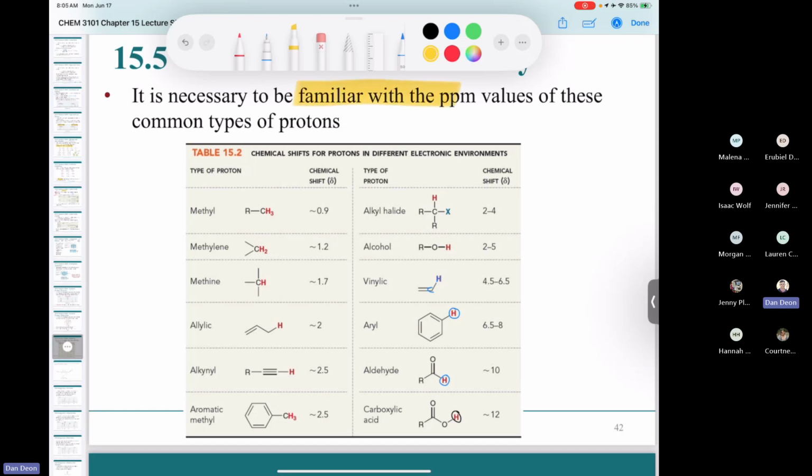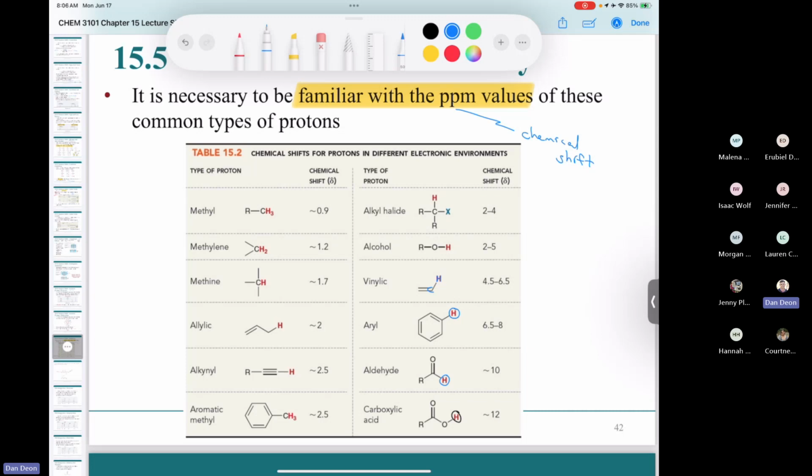When it says ppm values, that's another way of saying chemical shift. So chemical shift values of these common types of protons. So chemical shift is reported in parts per million. If you remember, chemical shift was actually a unitless number, but it's reported times 10 to the negative 6. So we say it's parts per million.